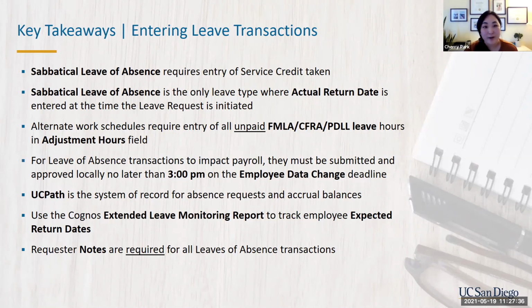Alternate work schedules require entry of all unpaid FMLA, CFRA, PDLL leave hours in the adjustment hours field. For leave of absence transactions to impact payroll, they must be submitted and approved locally no later than 3 p.m. on the employee data change deadline. UCPC is the system of record for absence requests and accrual balances. Use the Cognos Extended Leave Monitoring Report to track employee expected return dates, and requester notes are required for all leave of absence transactions.